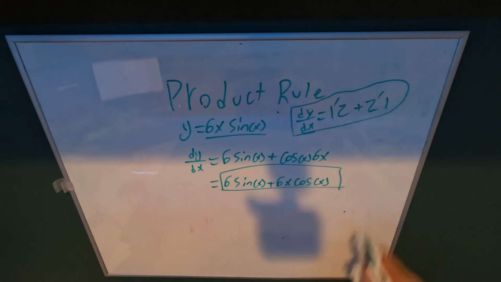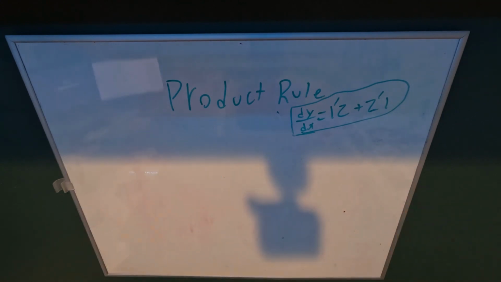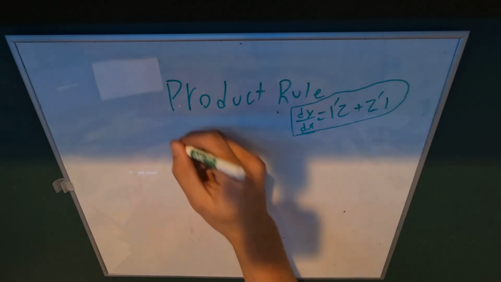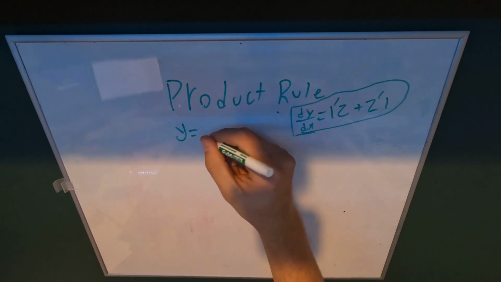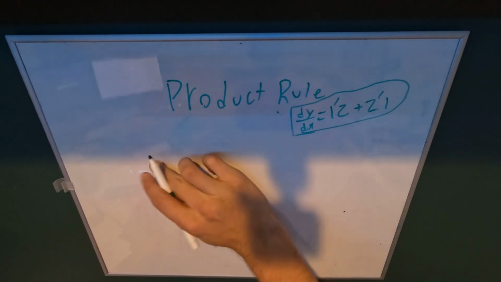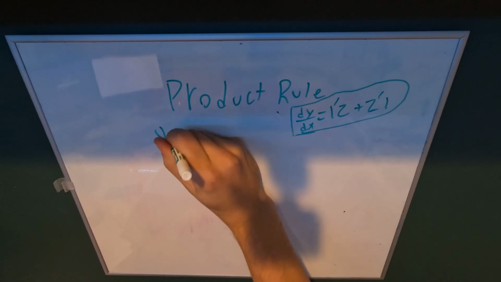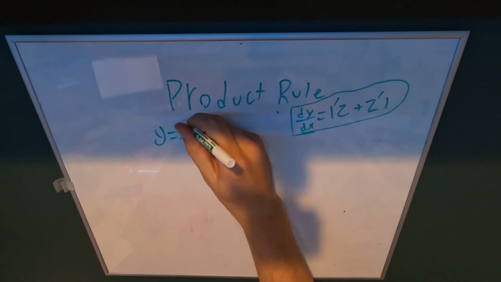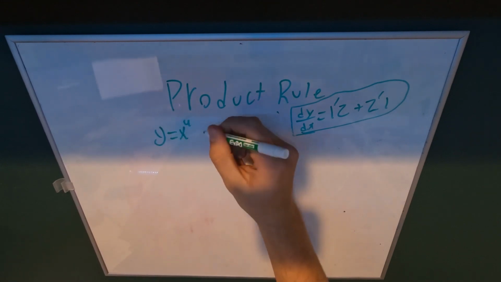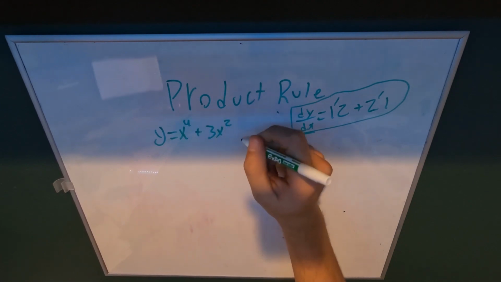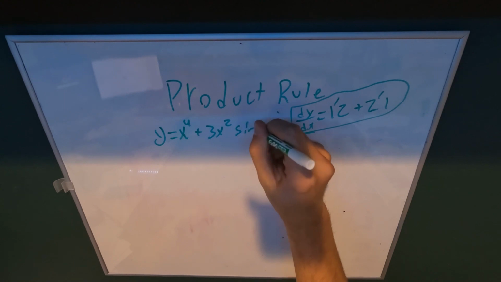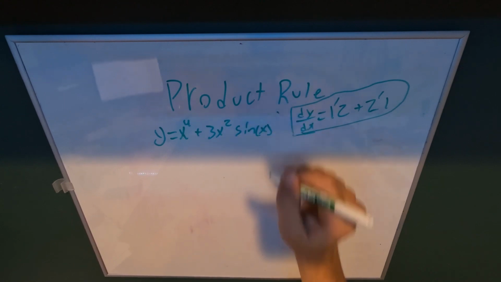Alright, let's try another. Let's try one a little harder, incorporating just a little bit more. So what we're gonna do, y equals x to the fourth plus 3x squared times sine of x.